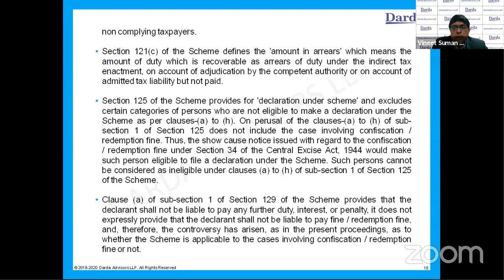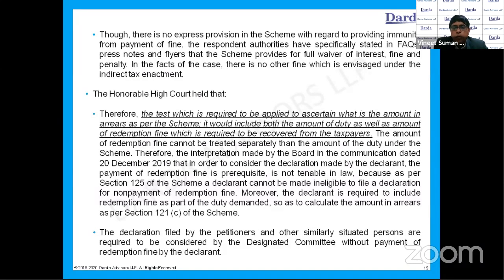So when the tax which is mentioned as arrears of tax is part of the scheme, how can they ask them first to pay and then only look into it? That's why this issue went to the High Court, and the High Court said the test which is required to be applied to ascertain the amount in arrears as per the scheme would include both the amount of duty as well as the amount of redemption fine, which is required to be recovered from a taxpayer. So it means people who have only the liability of redemption fine at any level in the erstwhile central excise law or service tax can still file a declaration. And in case the officer had rejected it, they have the opportunity to go and request the High Court to clarify that. Because now any ruling we are getting is mostly by the rate only.